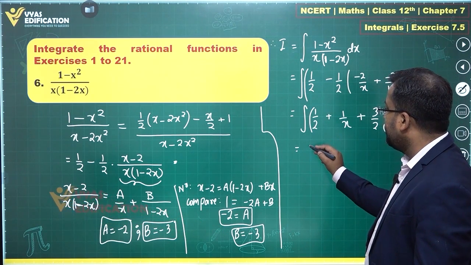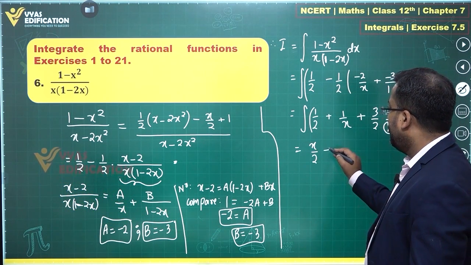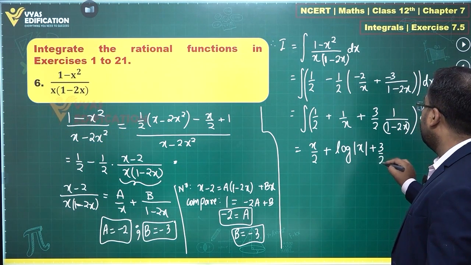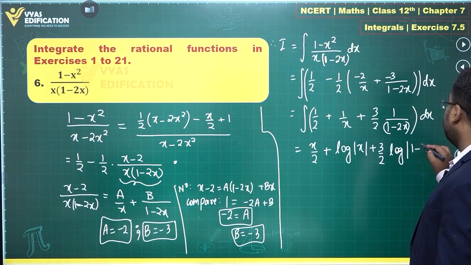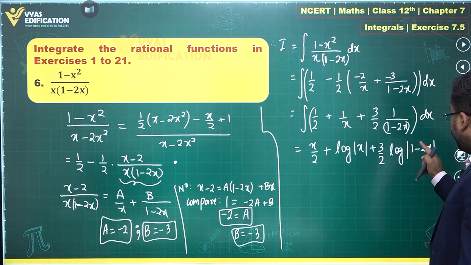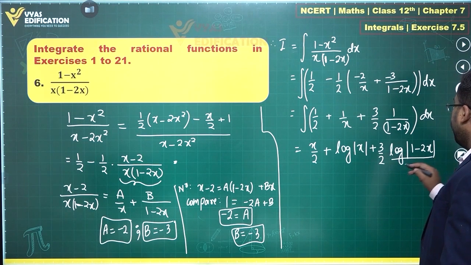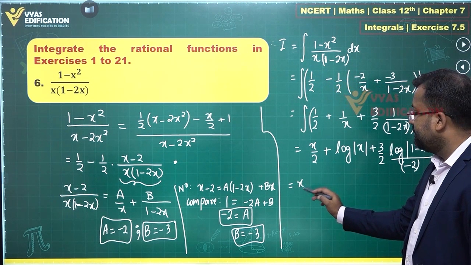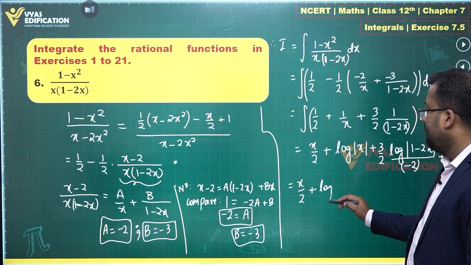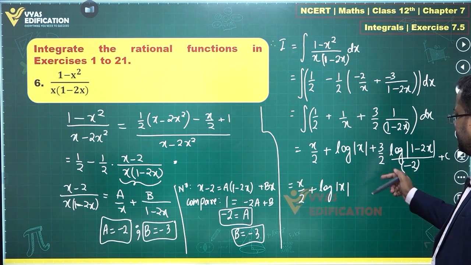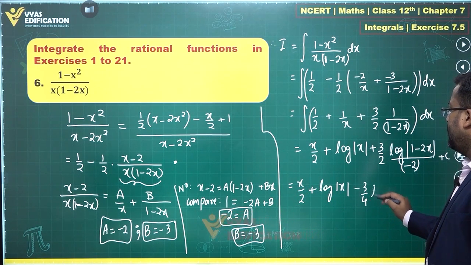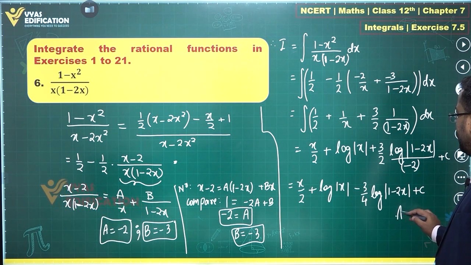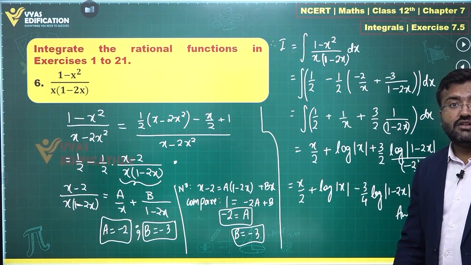So integral of 1 by 2 becomes x by 2. 1 by x becomes log modulus of x, plus 3 by 2 log modulus 1 minus 2x, and divide with the minus 2. This particular term has to be divided. So dividing with minus 2 is important, plus constant term. Or this can further be simplified as x by 2 plus log mod x minus 3 by 4 log modulus 1 minus 2x plus constant. That is the required answer for this particular question over here.